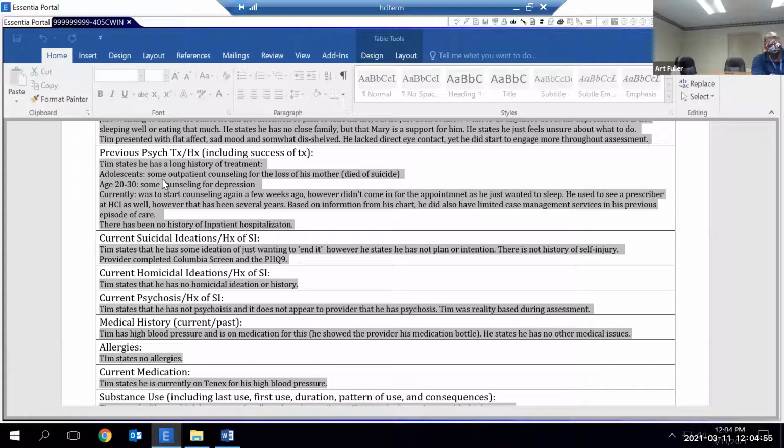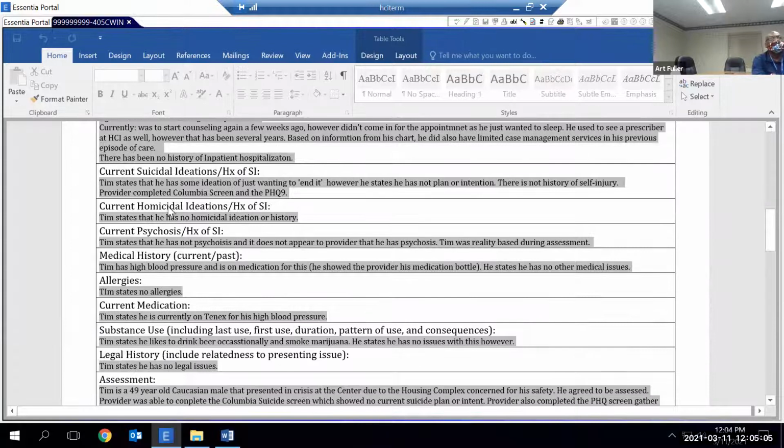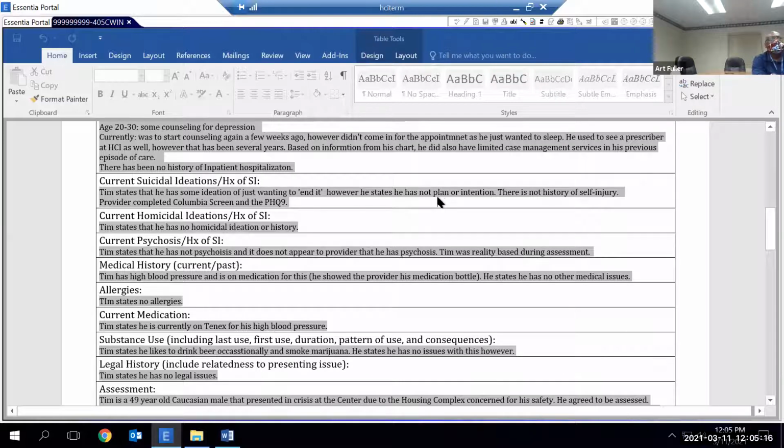Based on the information from his chart, he did have limited case management services in his previous episode. We want to make sure we note that. And there's been no history with hospitalizations. Moving on to the assessment part, Tim states that he has had some ideation with just wanting to end it. However, he states he doesn't have a plan or intention. We know we're going to do the Columbia, and we can go through that here in a little bit.